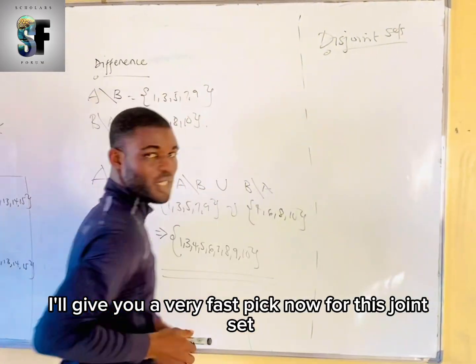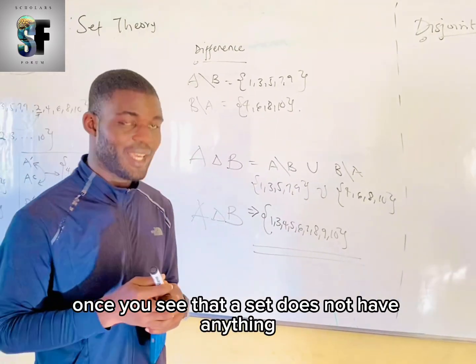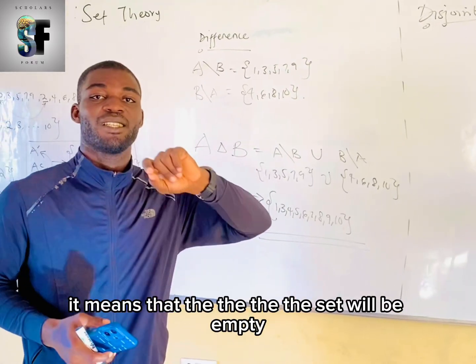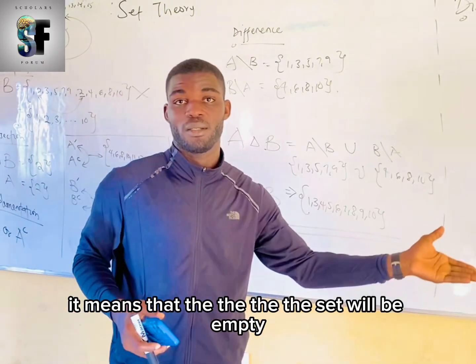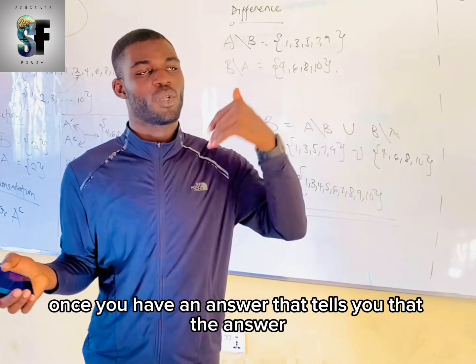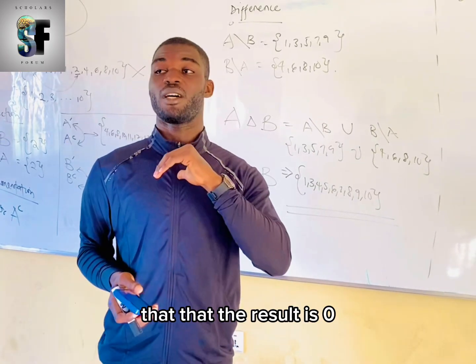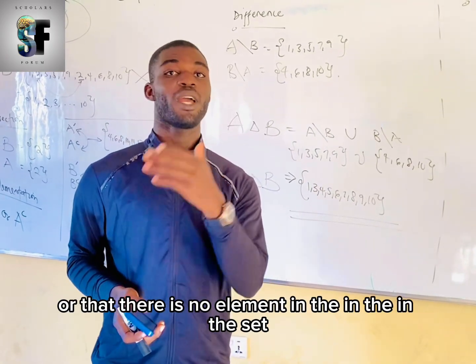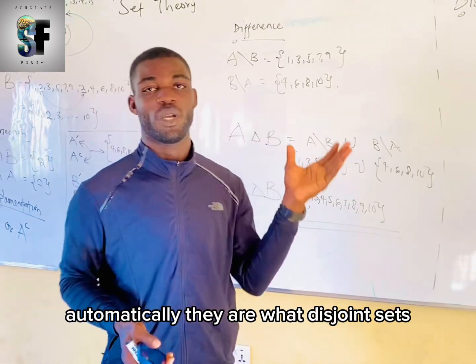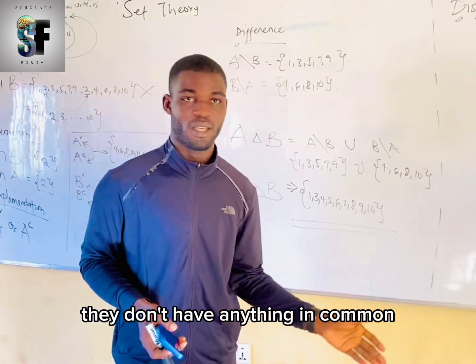I'll give you a very fast trick. Now for disjoint sets, once you see that a set does not have anything in relationship with the other set, it means that the intersection will be empty. Once the set is empty, they are disjoint sets. Once you have a result that is 0, or that there is no element in the set, automatically they are what? Disjoint sets. They don't have anything in common.